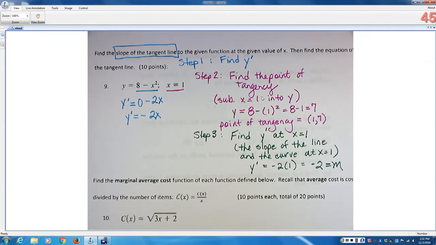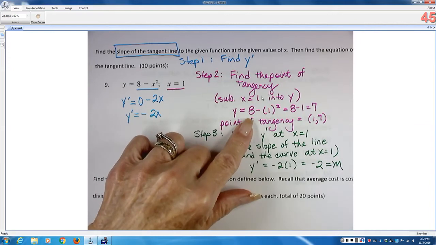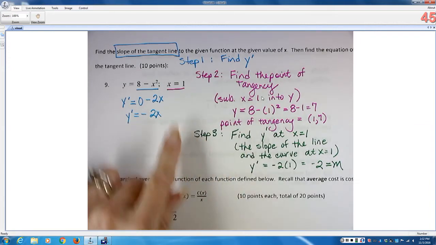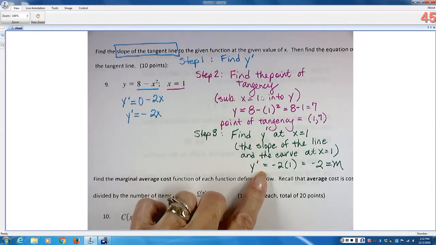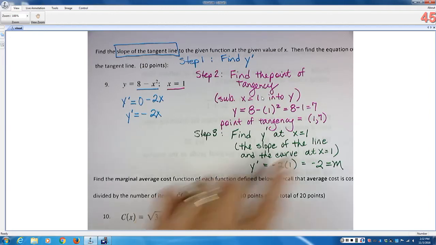Question: you said substitute x equals 1 into y, did you mean into x? For step 2? No, I meant substitute x equals 1 into the y equation. Into the y equation, and that's what this y equation is, okay? So what you have here is a formula for the slope, which you use to find the slope of the line which is tangent to the curve at that point.